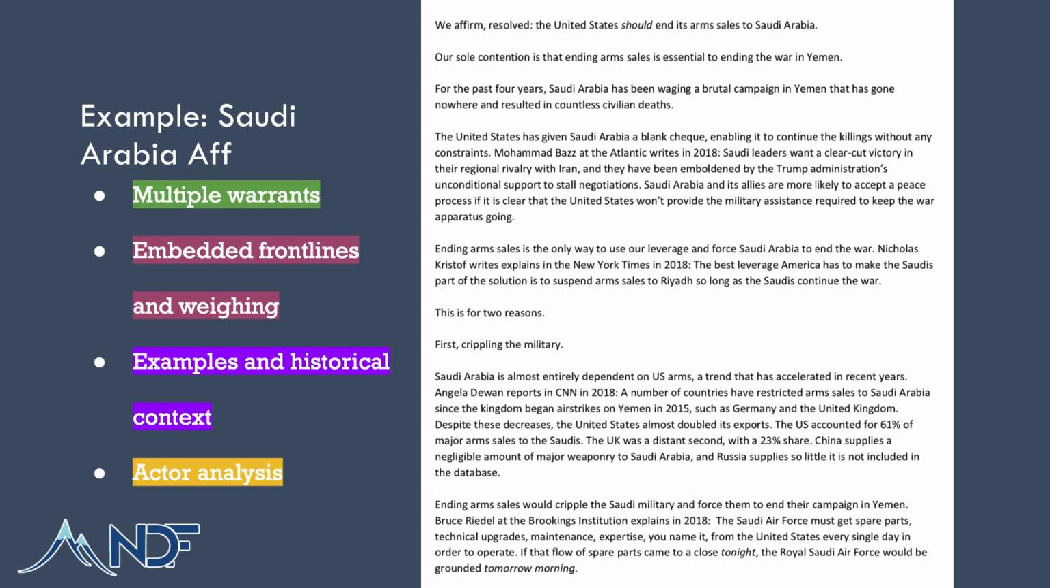Okay, let's talk about embedded front lines and weighing. When you said China supplies a negligible amount of major weaponry, and Russia supplies so little, not including the database, so there's no China and Russian database. Perfect. Can you explain that argument a little more? If the US ends arms sales to Saudi Arabia, they'll just switch to China or Russia for the arms, and we can't do that. Good, that was one example.